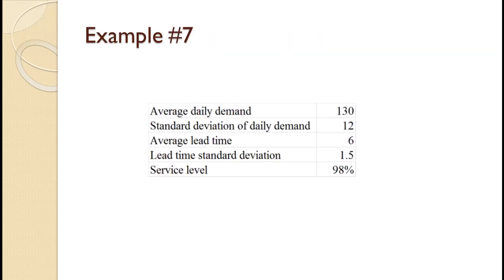In this example, a retailer is the sole distributor of a popular computer tablet in a mid-sized town. The demand for this tablet is normally distributed with a mean of 130 and a standard deviation of 12 tablets per day. Historical data indicates an average lead time of 6 days with a standard deviation of 1.5 days. What is the reorder point for a 98% service level?